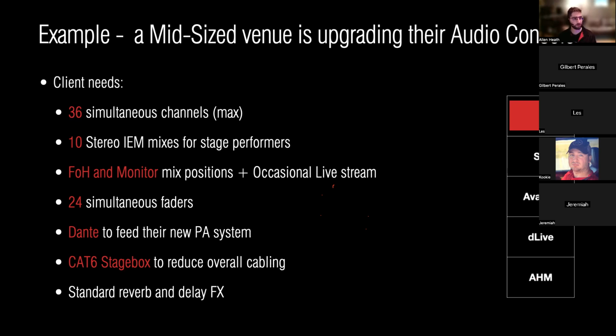They need front of house and monitor mix positions, plus occasional live stream. All of these consoles can still handle that. 24 faders, SQ6 and up can still do that. Dante, all the consoles can do that. Cat6 stage box, all of them can do that. And for their reverb and delay effects, we can eliminate AHM probably in that case. And so we're left between these 3.